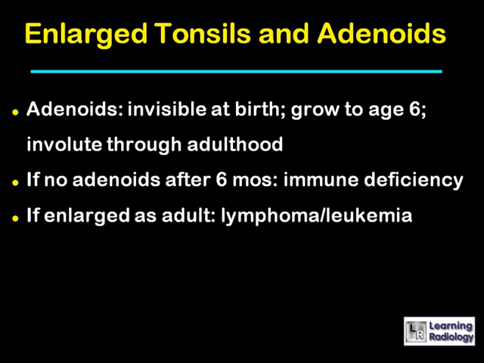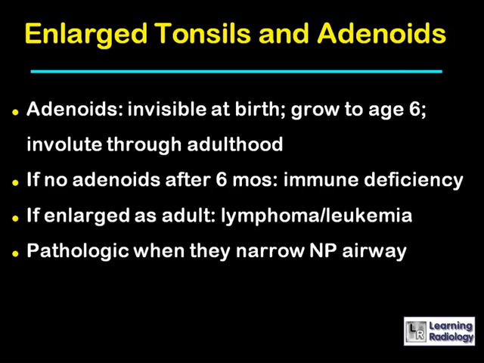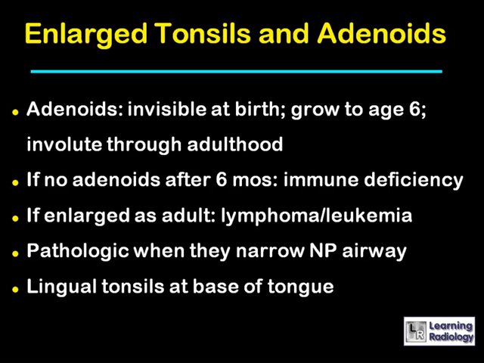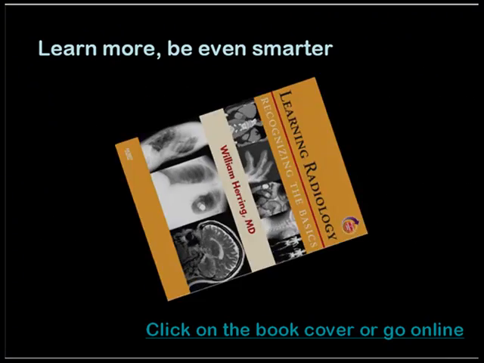The adenoids are pathologically enlarged when they impinge upon the nasopharyngeal airway, as they did in this case. And they are frequently enlarged in association with enlargement of the paired lingual tonsils at the base of the tongue.